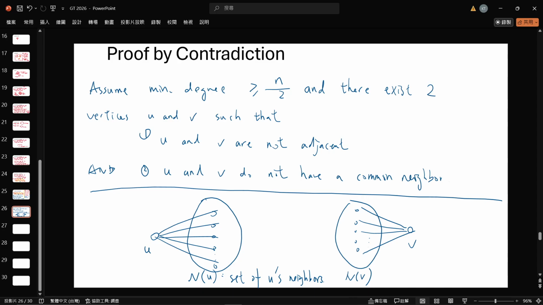对，大家可以看出矛盾在哪里吗？OK，所以矛盾在哪里？Yeah, but as I just mentioned, I didn't draw the whole graph. So maybe there are some vertices here, and these vertices are adjacent to this set and also this set. Then this graph will be connected. So this is not a whole graph.